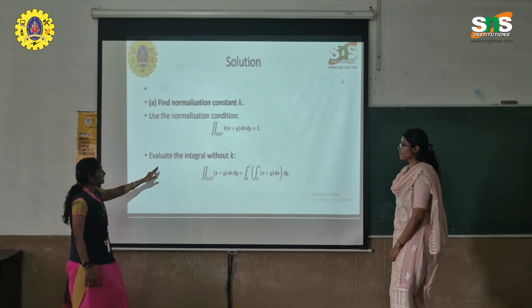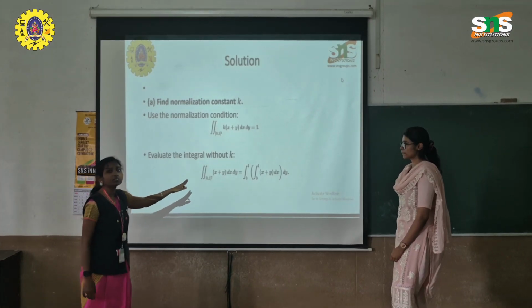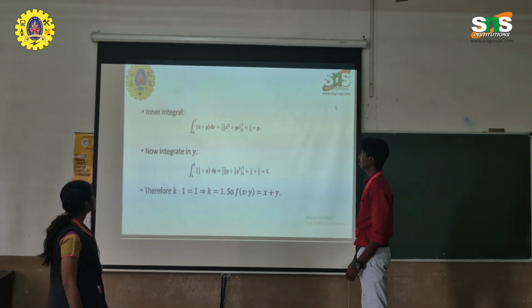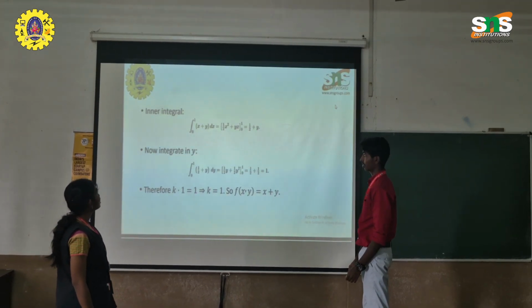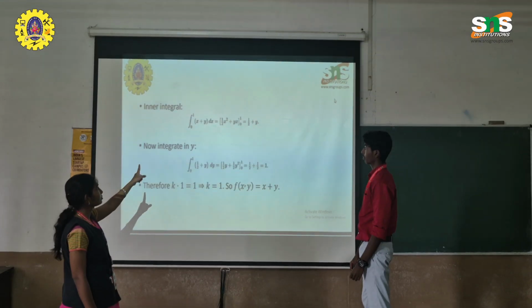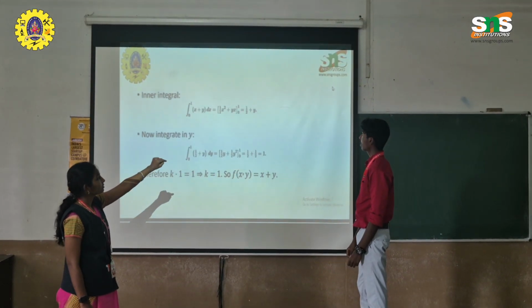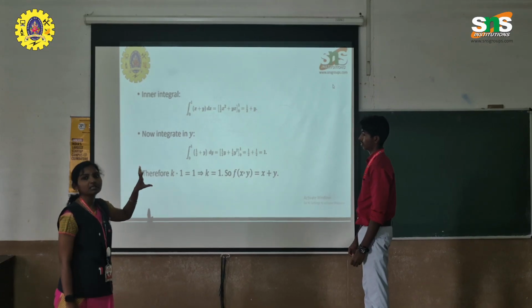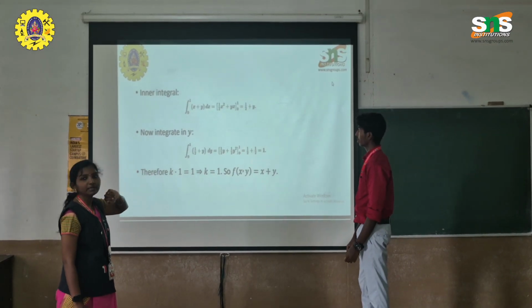Now, to evaluate the integral without k, we use the normal methods of integration. The inner integral is the integral from 0 to 1 of (x + y) dx. We are going to evaluate it, and its value will be 1/2 plus y. On simplification, we have the value 1/2 plus y.